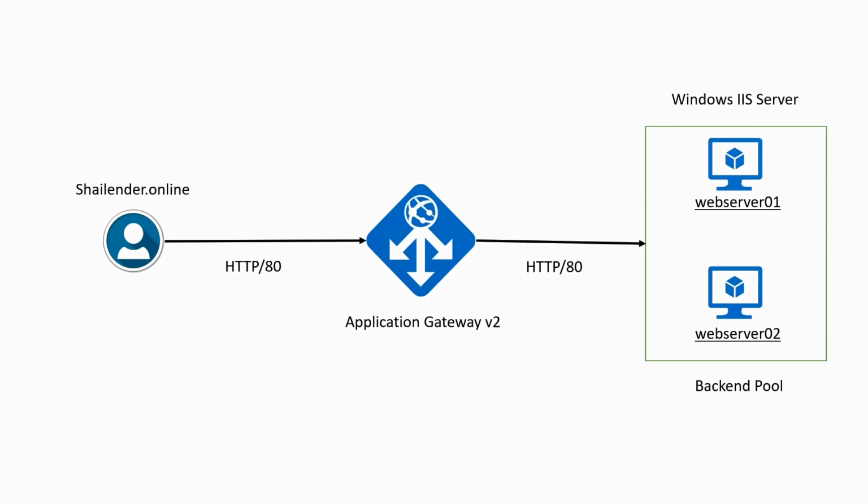As you can clearly see in the diagram, when the user hits shailendra.com in the browser, the traffic will go unencrypted using the protocol HTTP. Then the application gateway will forward the traffic to the web servers using HTTP itself. That means there will be no encryption in this setup.